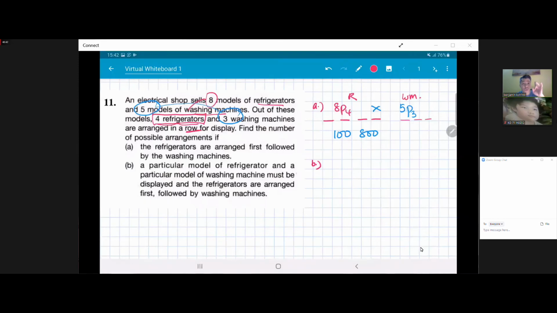Oh, hang on. Do you realize that for the part B, we still are going by refrigerator followed by washing machine and 1, 2, 3, 4 and 1, 2, 3. Still go by the same condition. Okay. Do you think apa ini?